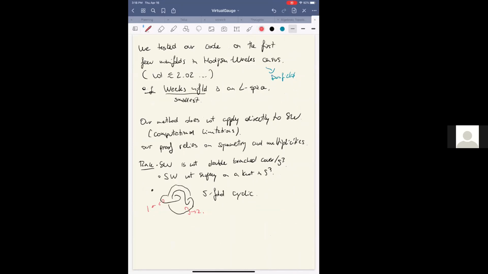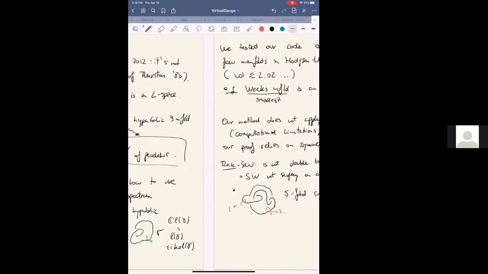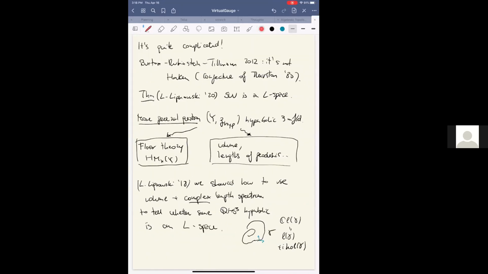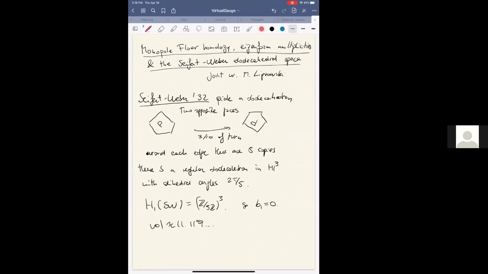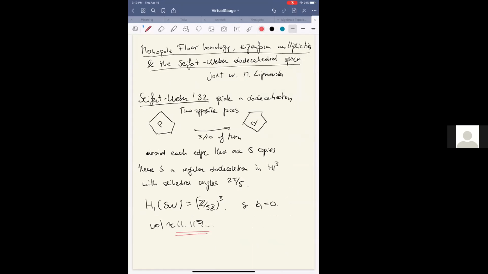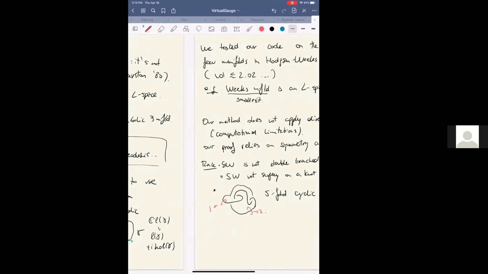Okay, so for the rest of the talk, in the first part I will review a little bit how the machinery that Mike and I developed works and how it applies in the case of a small manifold. And then in the second part, I'll tell you where the computational barrier comes when you look at Seifert-Weber. You can already think that it comes from the fact that Seifert-Weber has a very big volume compared to the other manifold that we were looking at.